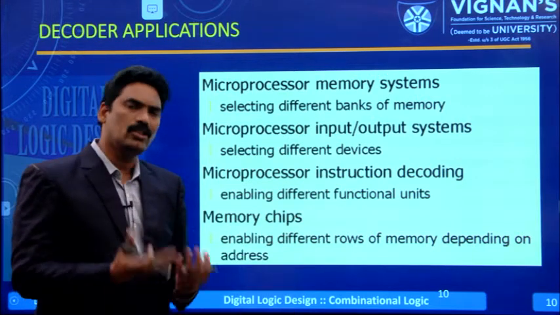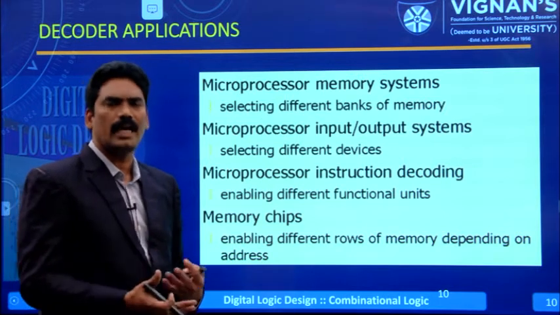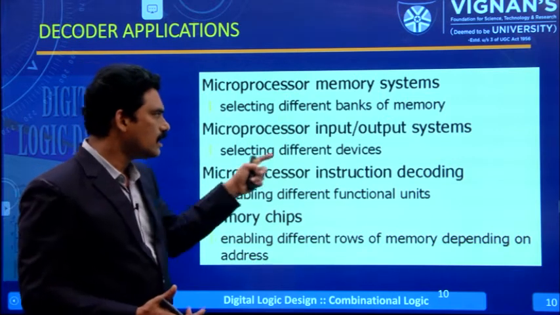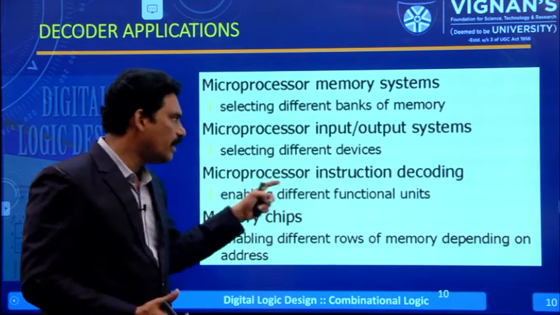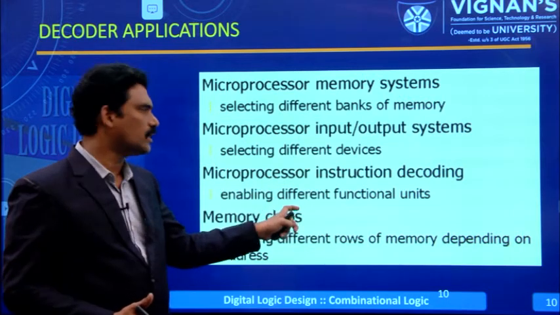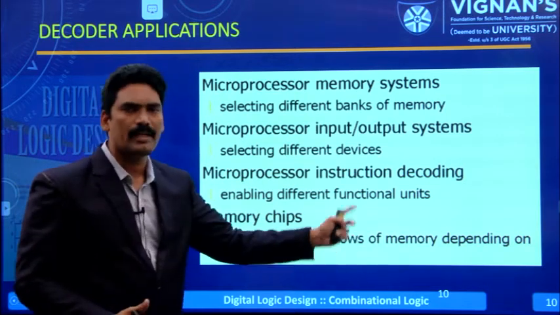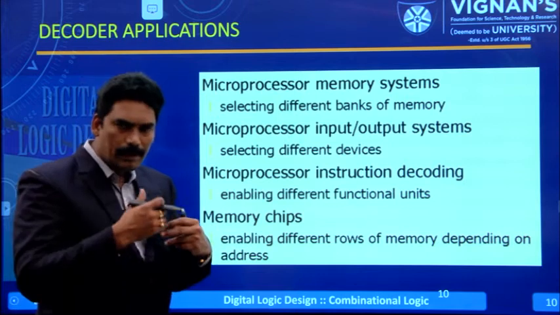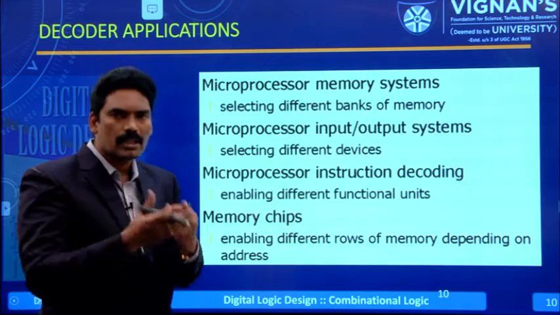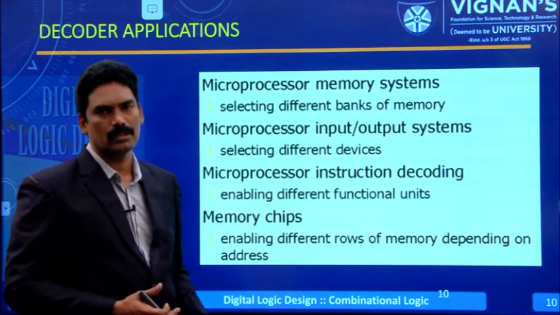In the 8086 or any microprocessor architecture, we have instruction decoding. To enable different functional units, we use this decoder. And in memory chips also, enabling different rows of memory depending on address, enabling memory address lines. For that purpose also we use decoders. These are the applications of decoders.